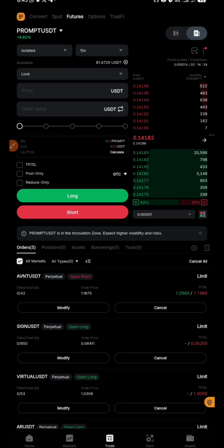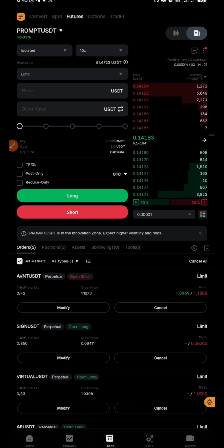So that is what leverage means. Leverage is how fast you can make money and how fast you can lose money as well. The higher your leverage, the faster your liquidation point. The lower your leverage, the lower your liquidation point. So you have to understand these things.